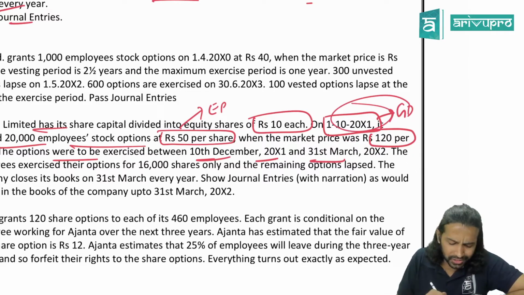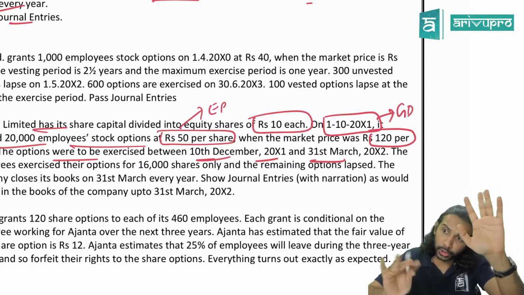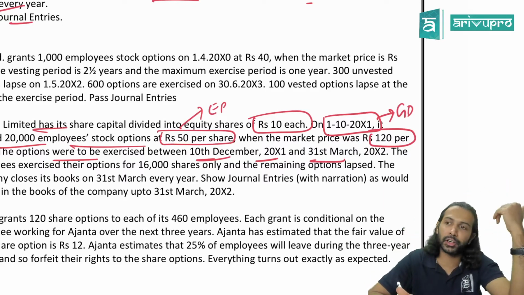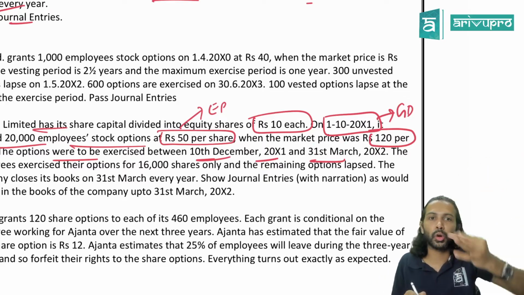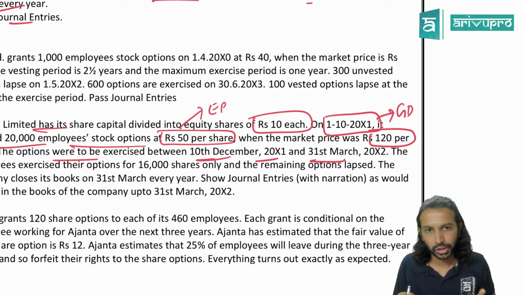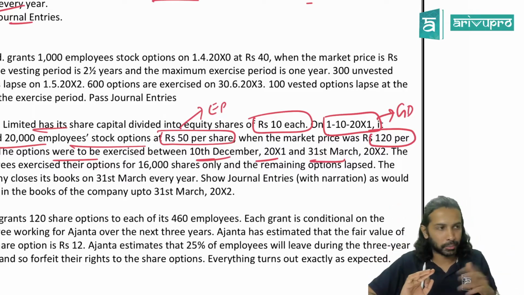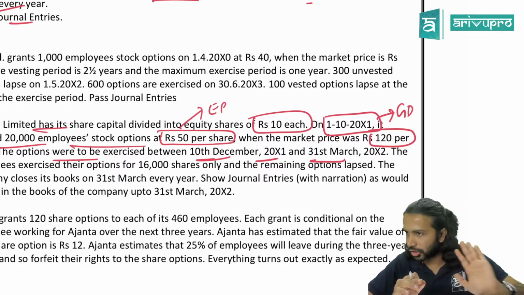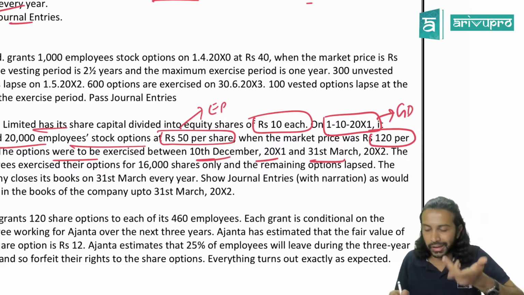All right. The options were to be exercised between 10th December 20x1 and 31st March 20x2. Check the grant date, sir. When is the grant date? 1st October. By when do they need to buy? Not even the vesting date, by when do they need to complete it? 31st March. You gave it in October, you're closing it out by March. That means less than 1 year. You don't have to calculate exact months. Less than 1 year or more than 1 year, that's all you need to know. Here it is less than 1 year. How? Count from 1st October 20x1 to 31st March 20x2. You'll only get 6 months.